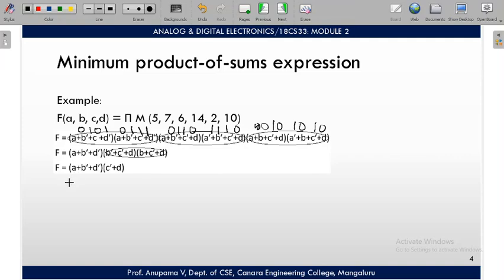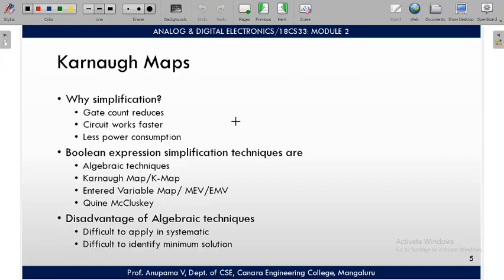So, the final answer is f is equal to a plus b complement plus d complement into c complement plus d. Why do we need to simplify any switching function into minimum form? In the minimum form of a switching function circuit, the number of gates is reduced. That is, it uses fewer gates to design the minimum form of the switching function.